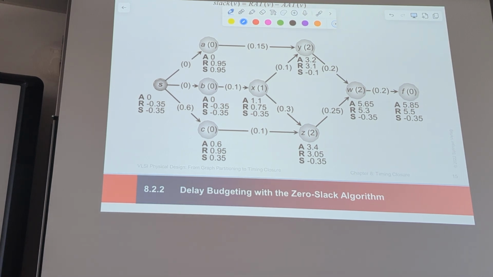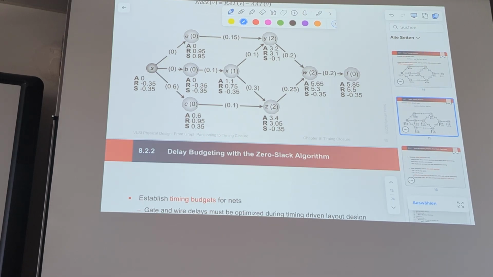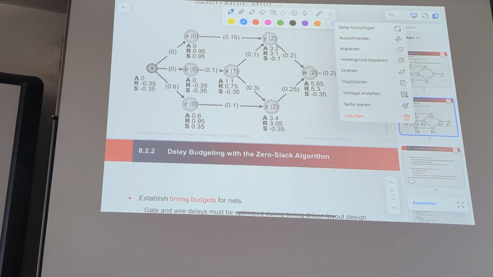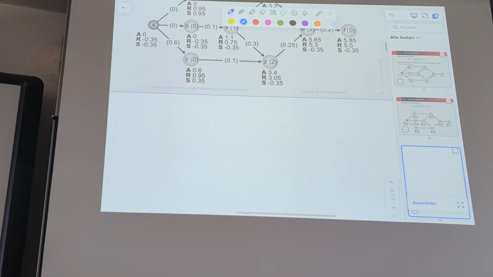One simple example is this here. You have an inverter chain and you check 1 nanosecond TP.